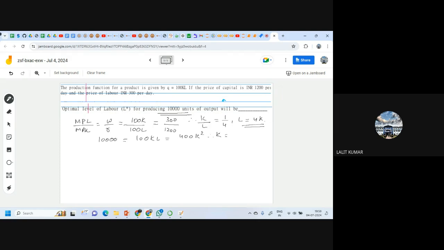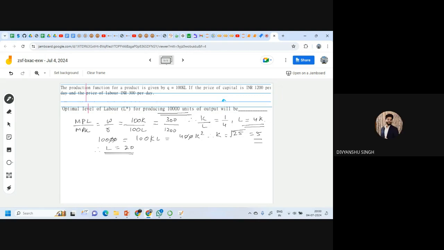Therefore K will become, wait, am I making any mistake? 10,000 equals 100 times 4 K square, so K square becomes 25, and K will become root of 25, which is 5. And therefore L will become 20. So this is how we have to address this question.